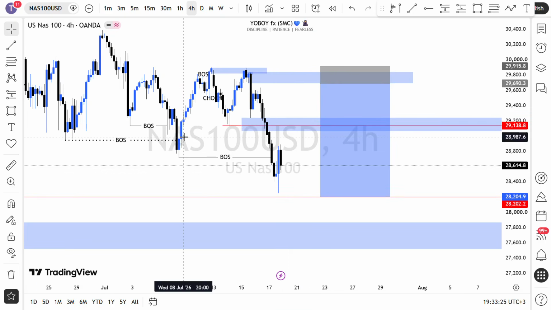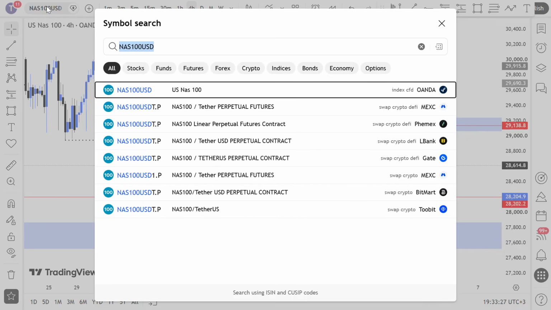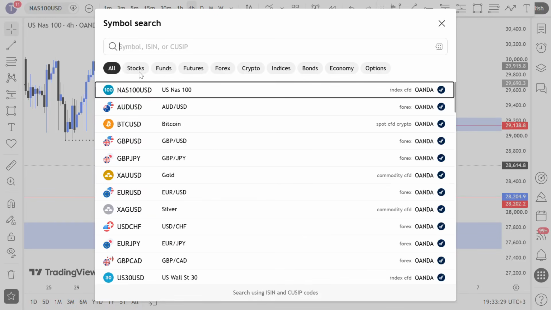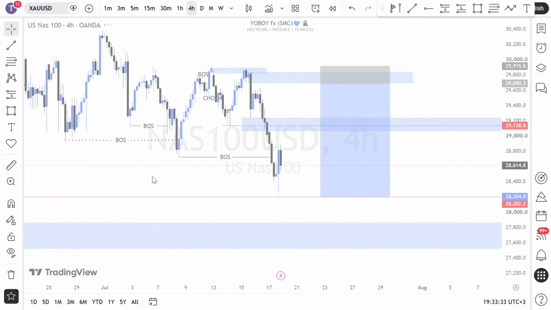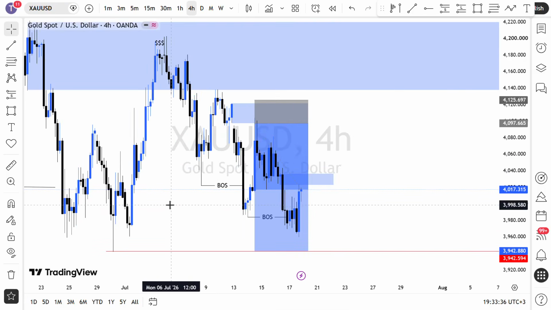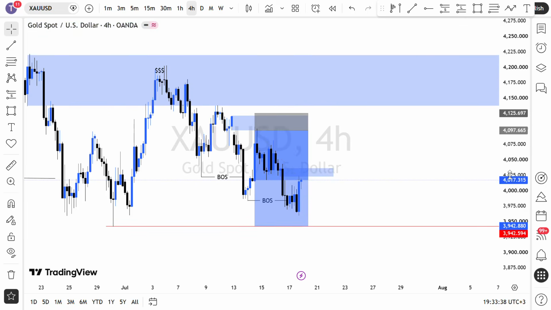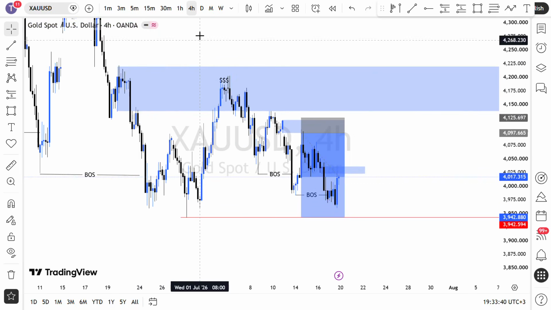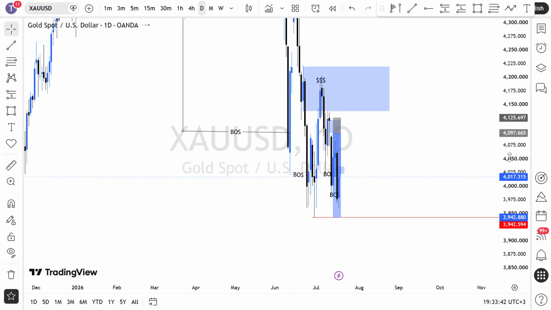So that is what I think NAS 100 will be doing this coming week. I also have another pair. I also have XAU USD, which is gold. On gold, we also had a very beautiful analysis, and our buyers came out from the daily time frame.